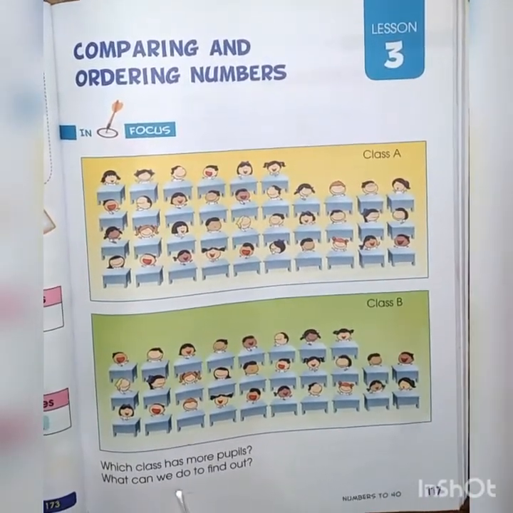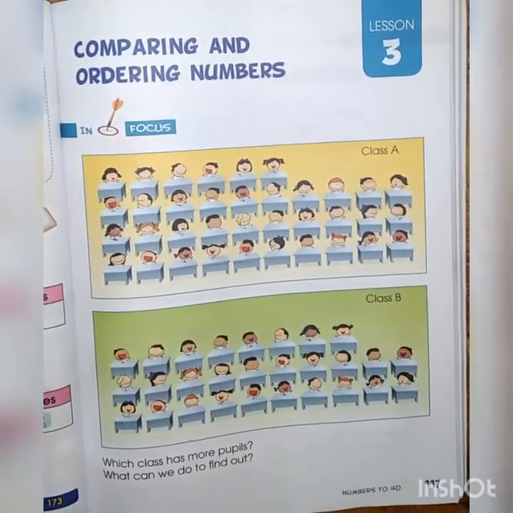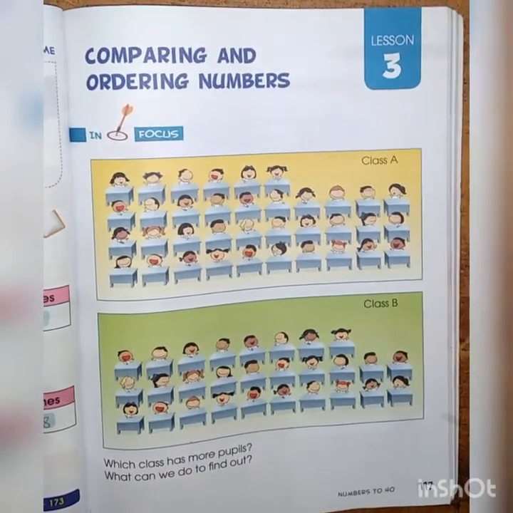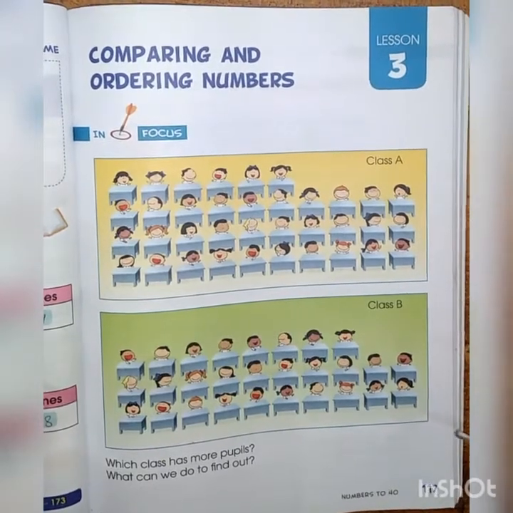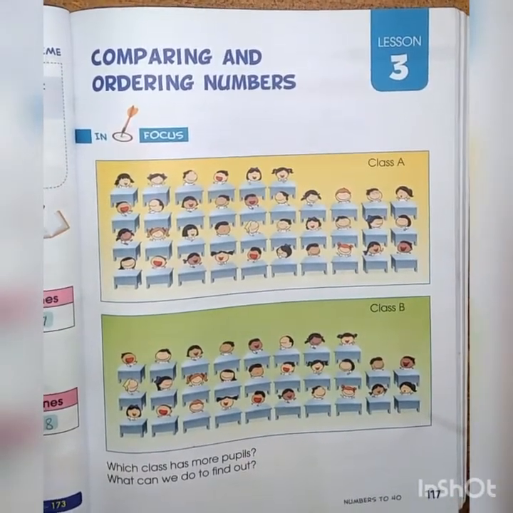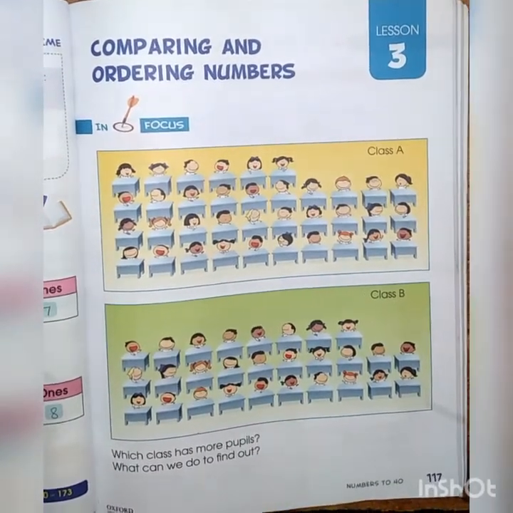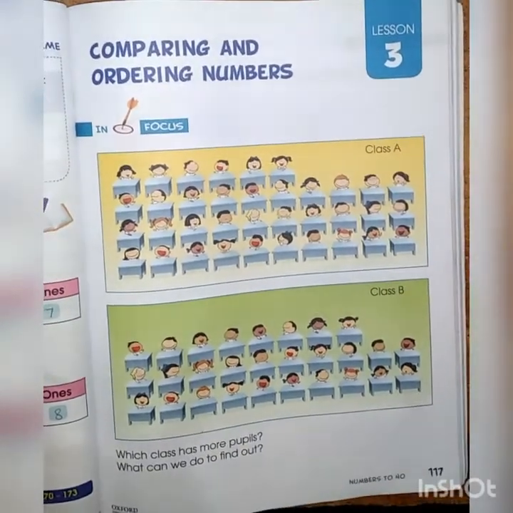What can we do to find out? There are two methods to find out the answer. Number one, the numbers will be shown on the number place chart, and the second one is the subtraction method. By following these two methods, we can find out which number is greater and which class has more number of students.